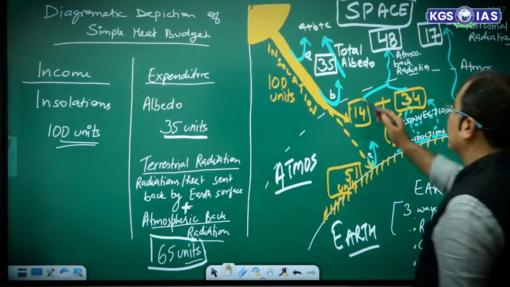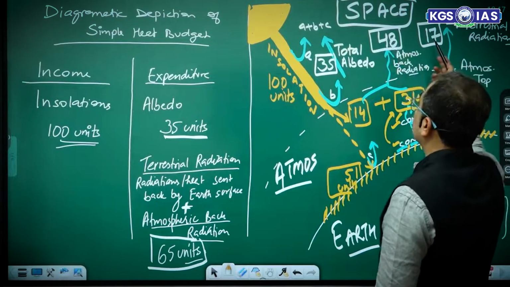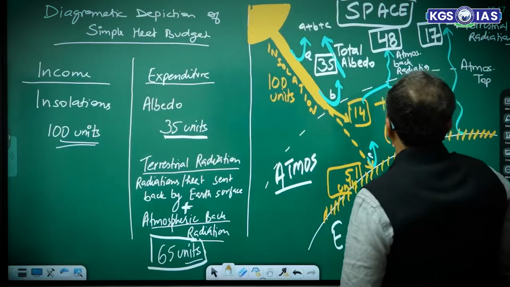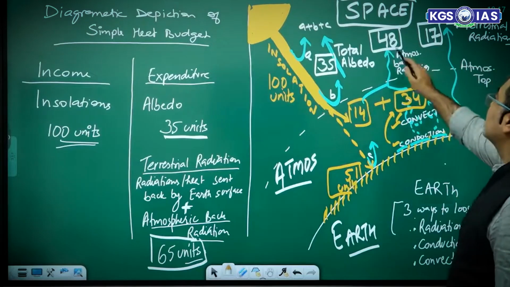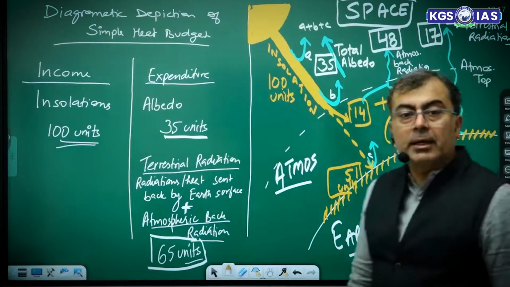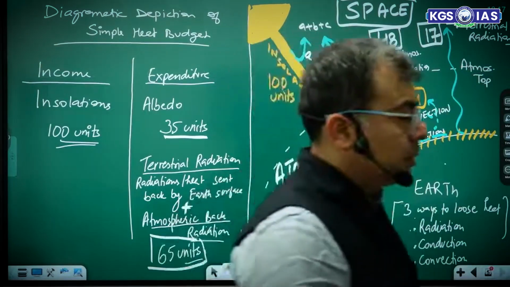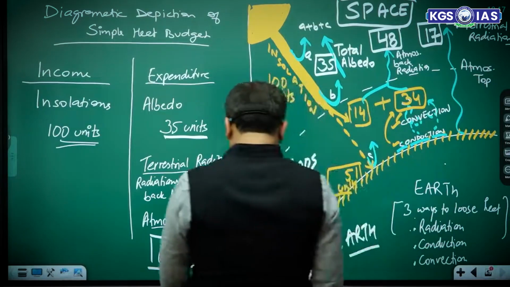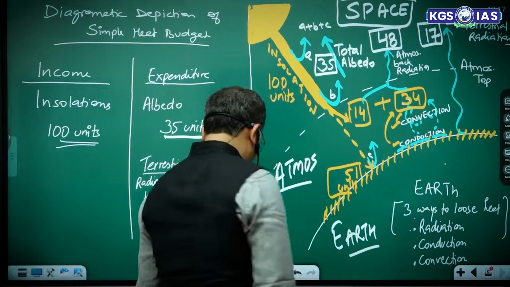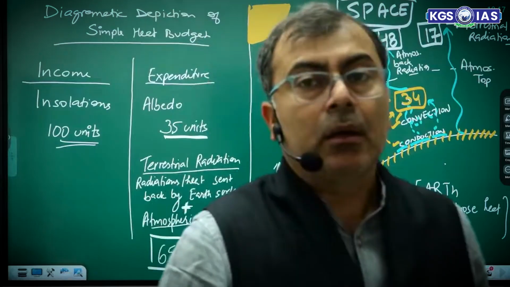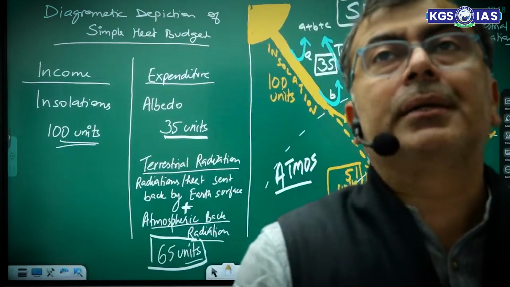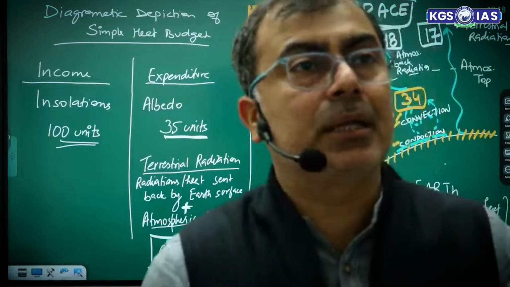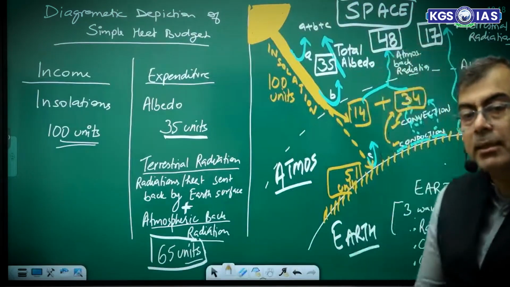Can you see 35 plus 48 plus 17? So how much does this come to? 65 plus 35, that is 100. Is the budget balanced or not? So income and expenditure is there, and I have shown you a balanced budget over here. Something like this is also given in the NCERT. There is something in the NCERT also.